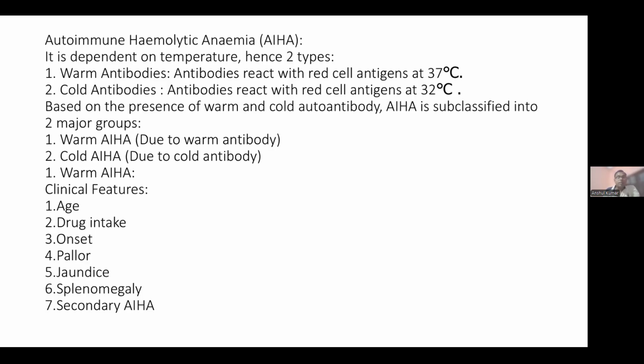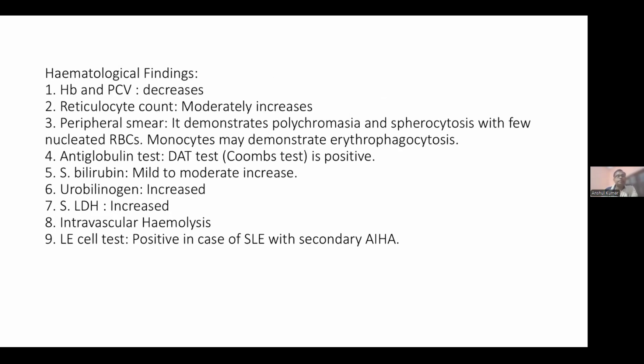Now, what are some of the important hematological findings which we see here? So hemoglobin and packed cell volume fall in the range of 5 to 9 gram percent and 14 to 28% respectively. So there is a drop in the level of hemoglobin as well as the packed cell volume. Next is the reticulocyte count. Reticulocytosis is moderate, 5 to 20%. Usually, it should not be more than 2%.